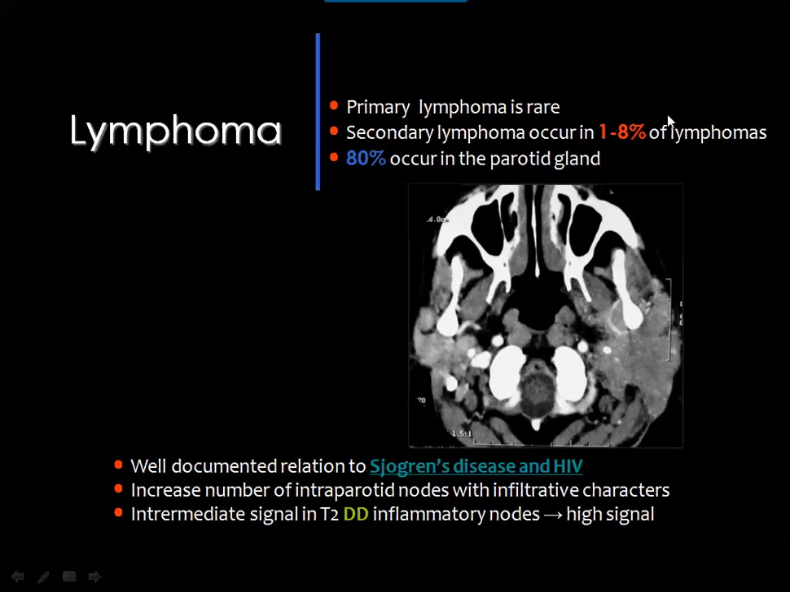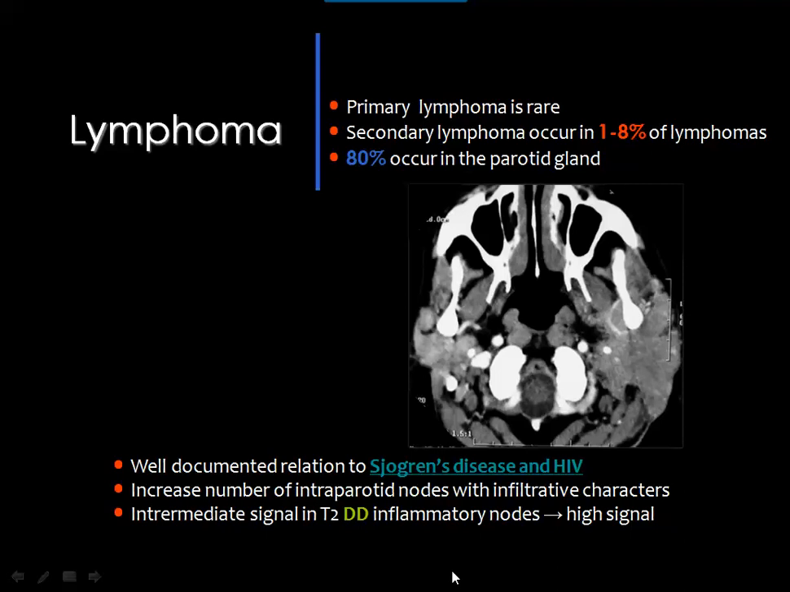Lymphoma is rare in the salivary glands, but secondary lymphoma occurs in about 1 to 8% of the cases with lymphoma, and 80% of these will affect the parotid region. You know the intimate relation between Sjögren and non-Hodgkin lymphoma, and also the intimate relation between HIV and lymphoma. Then you get an infiltrative lesion, which is affecting the parotid gland and invades the surrounding structures. This is the criterion of malignancy.